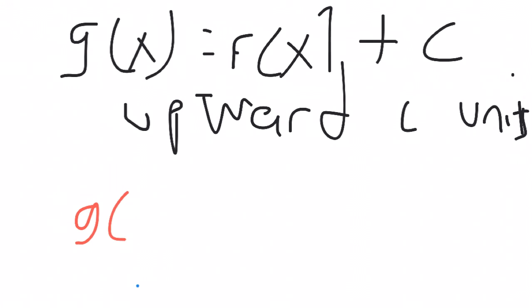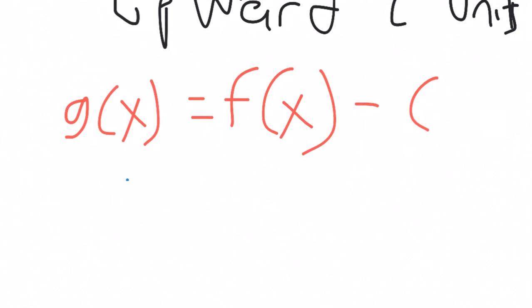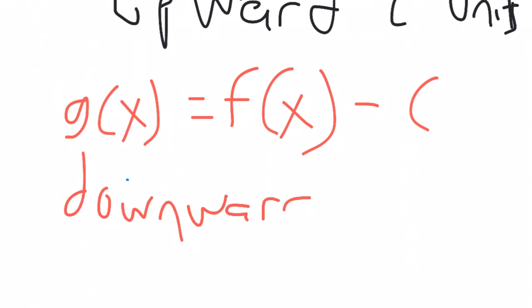Likewise, if you have some function minus a number, like minus c, it would be shifted downward c units. Since we had minus 4, that means it was just shifted downward 4 units. Now we're going to look at an example of shifting a graph horizontally.